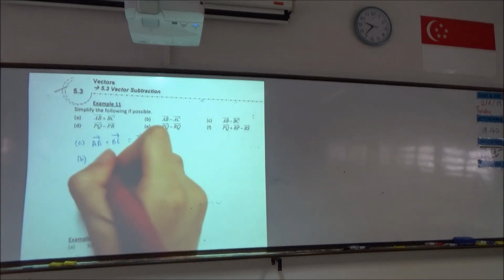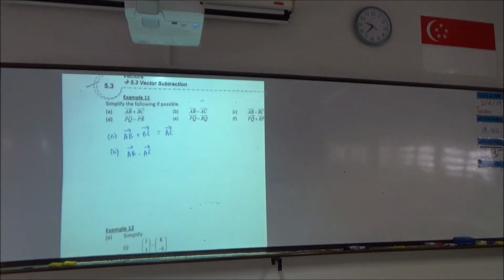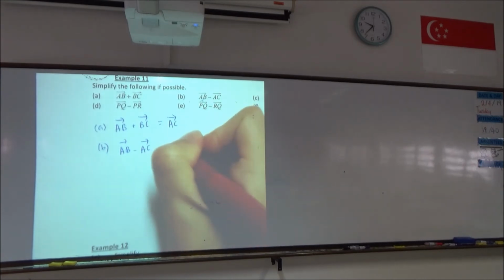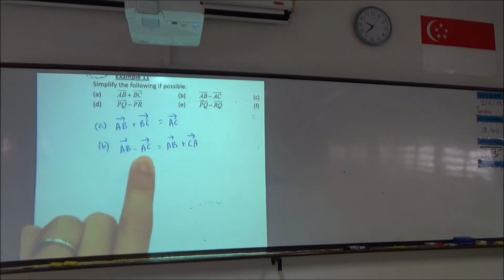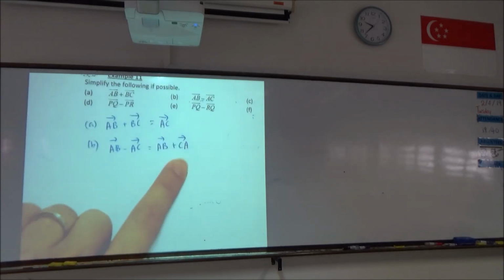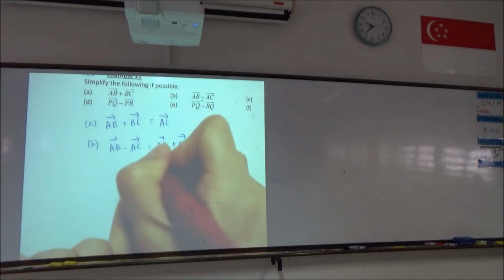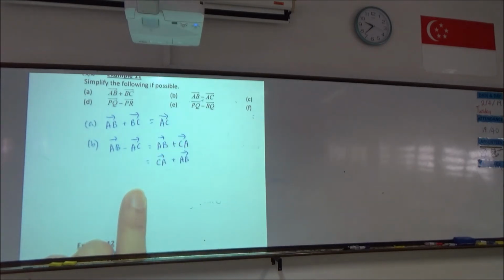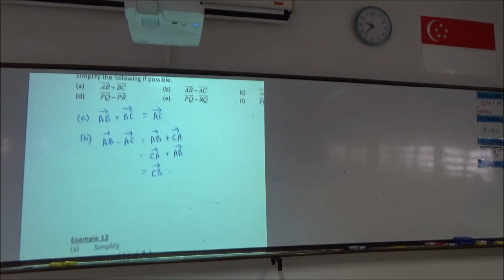What about AB minus AC? How do we actually do that? Okay. We know that AB minus AC actually refers to AB plus CA. Do we agree? Okay. Negative AC is plus CA. So in other words, I can actually then flip it around by writing CA plus AB. Then I will be able to get that the answer will be CB. Okay?